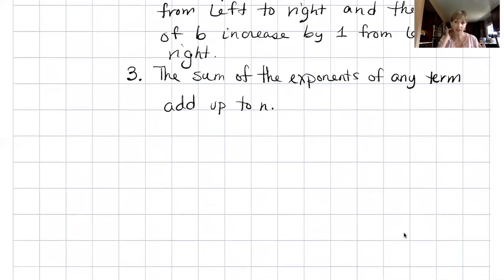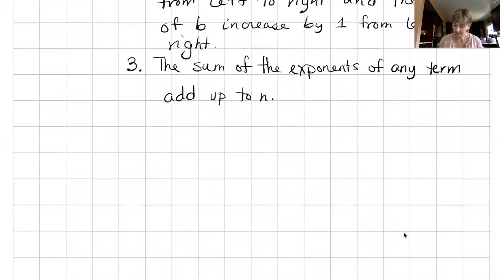Okay, so here's how that's going to help us. Let's say we want to expand a plus b to the 5th. Right, and we don't want to do a plus b times a plus b times a plus b times a plus b times a plus b. That's so much work, okay? We are just going to use the patterns we just came up with, right?